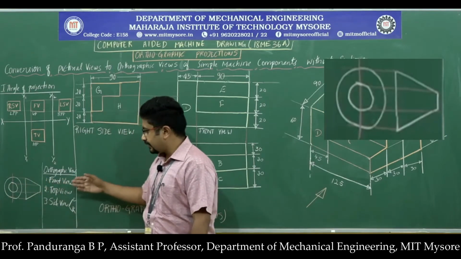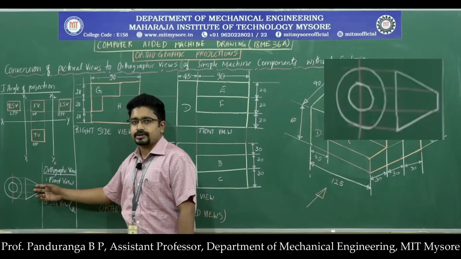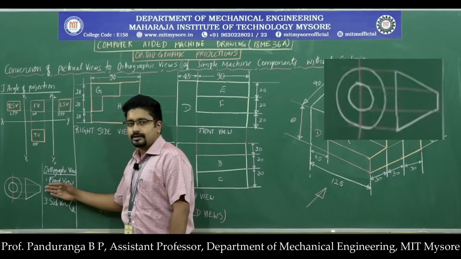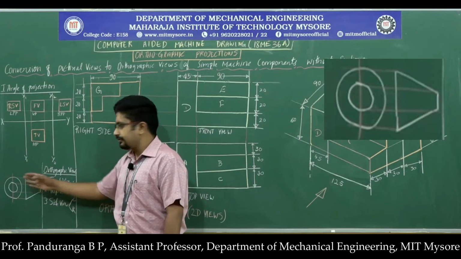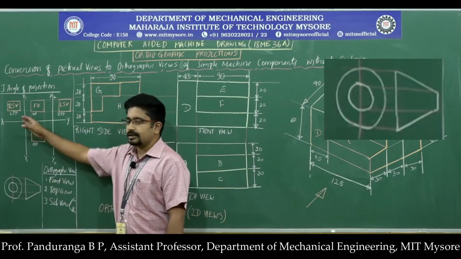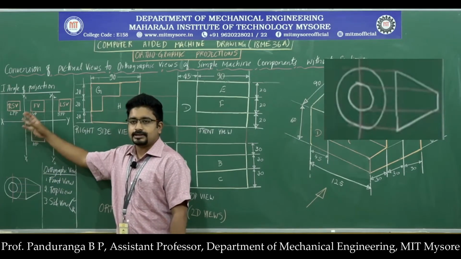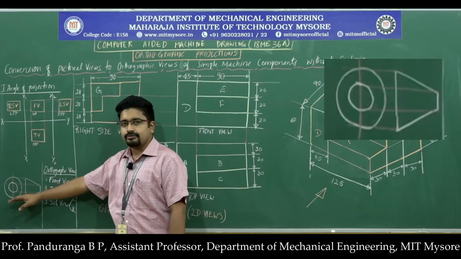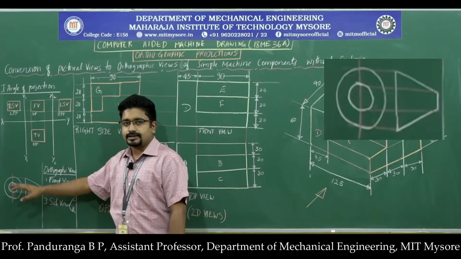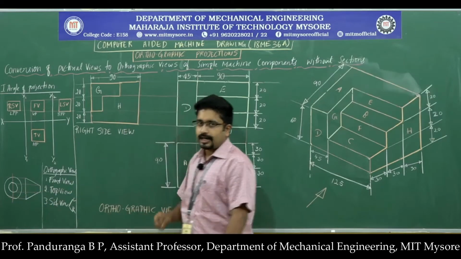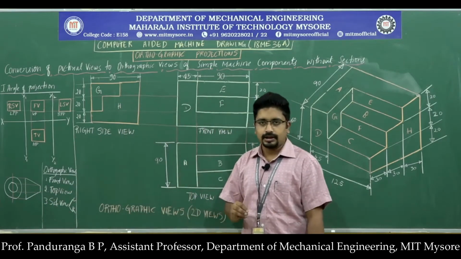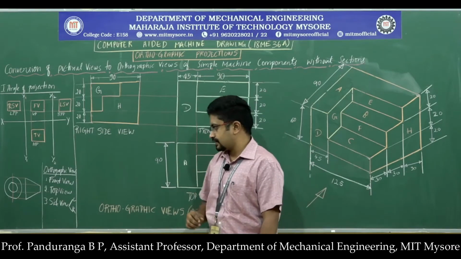So we are viewing the frustum of the cone from the right side, and the right side view is on the left side. That is the notation, or that is the method of first angle of projection. By looking at this, we should be able to identify this is the first angle projection. And in computer aided machine drawing, we will be using the first angle of projection.